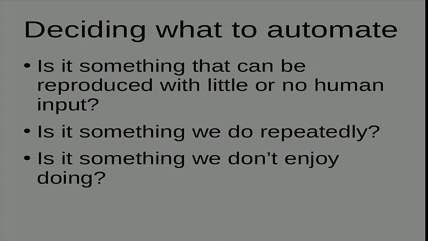So how would you decide what to automate? Well, first off, is it something that can be reproduced with little or no human input whatsoever? The more human input that you have into something, the more that somebody says, oh, I trust my gut in order to do this, or oh, I need to talk to such and such about this before this can proceed, the less likely you're going to be able to automate it. So if you can reduce that, that is one way that you can automate this stuff. The more decisions that the computer can make, the more decisions that aren't outside of the computer's domain, the more you're going to be able to automate it.